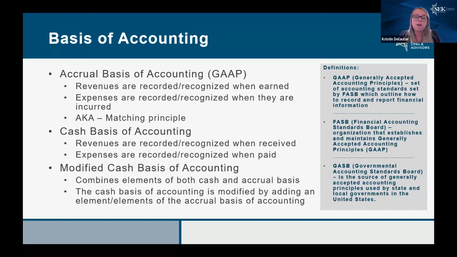And then there's also the modified cash basis of accounting and also the modified accrual basis of accounting, not featured on here, but I will go into some detail on that. These 2 bases of accounting do combine elements of both the cash and accrual basis of accounting.